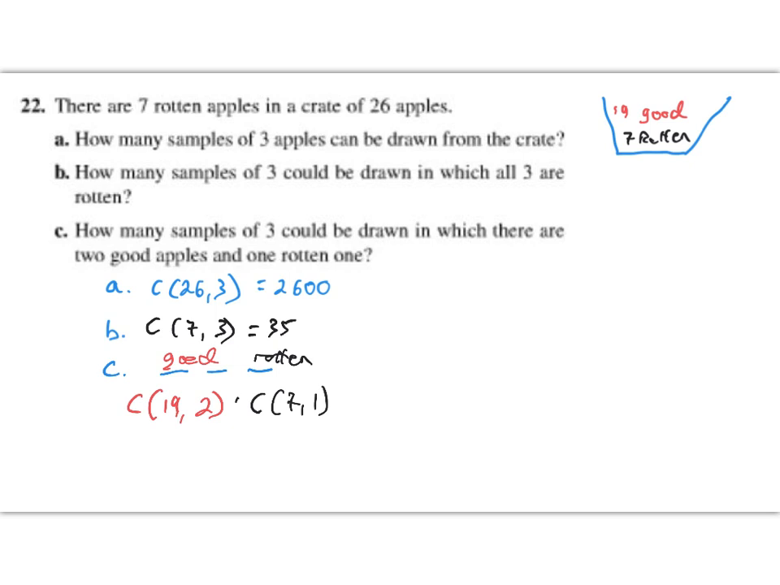So let me go ahead and get the number of combinations of 19 choose 2, multiply by the number of combinations of 7 choose 1, and you should end up with 1,197. All right, one more type of problem here. Let's see if we can get through one more.